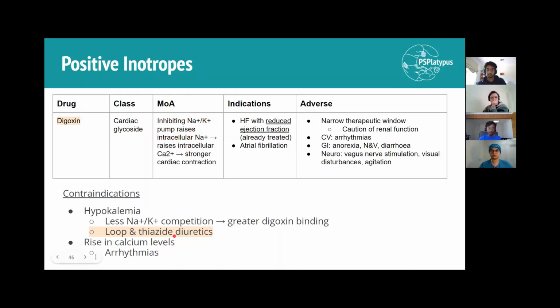But when you have hypokalemia, you have decreased competition at these sodium potassium pumps, since you have decreased potassium. So this leads to greater digoxin binding and greater effect, which leads to greater adverse effects. So you've gotta be careful about that.